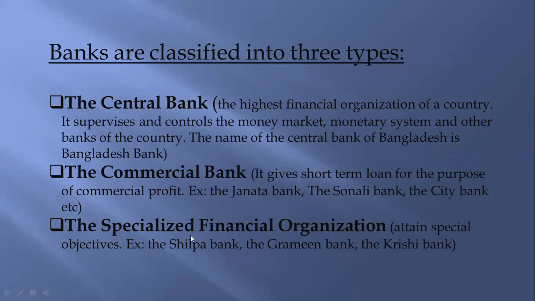Okay, and last comes the specialized financial organization. So what are these actually? To attain special objectives, these financial organizations are established. Some banks have been established in our country for attaining special objectives. These banks are called special financial organizations, such as Shilpo Bank for the development of industry, Krishi Bank for the development of agriculture, and House Building Finance Corporation for sanctioning house building loans. And finally, Grameen Bank for providing microcredit to poor people.